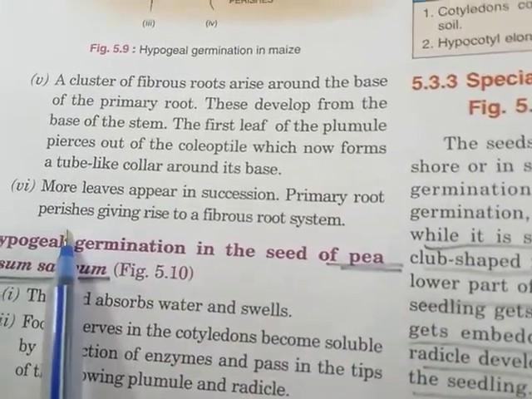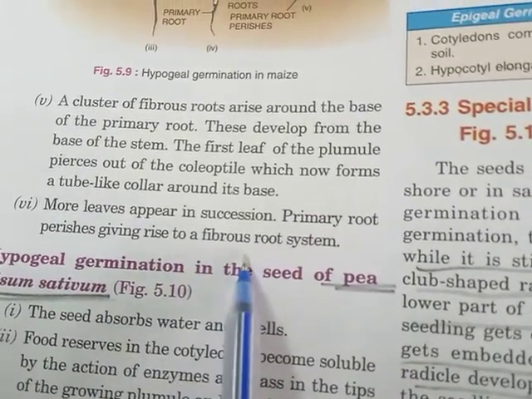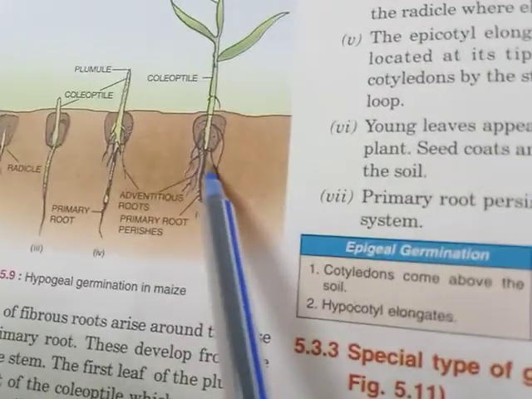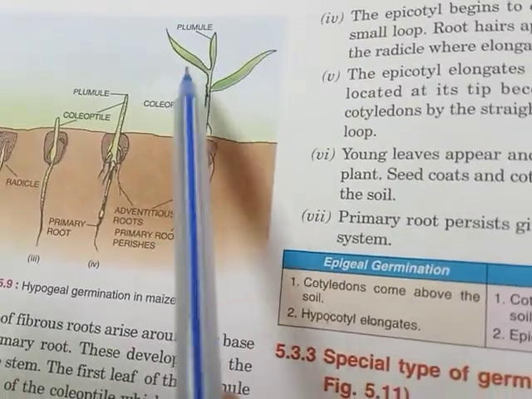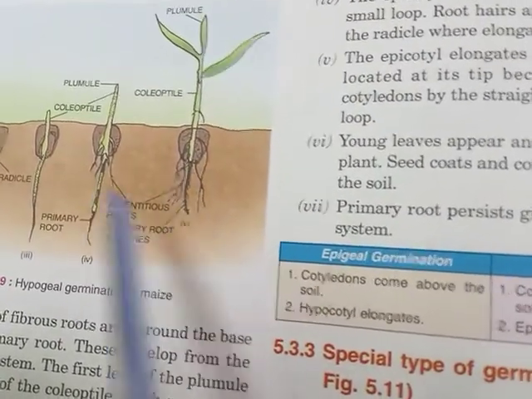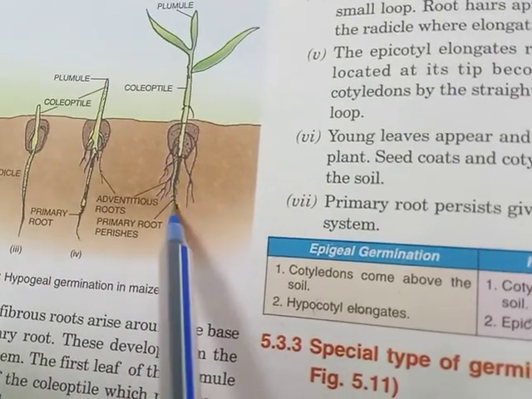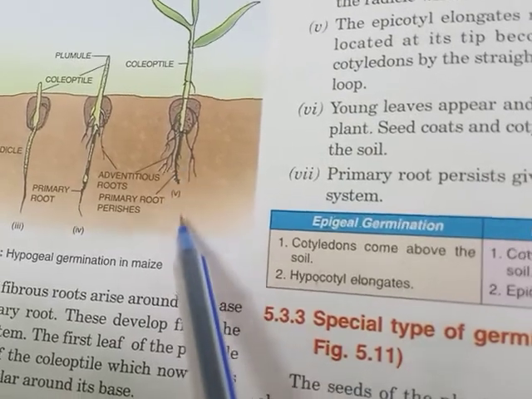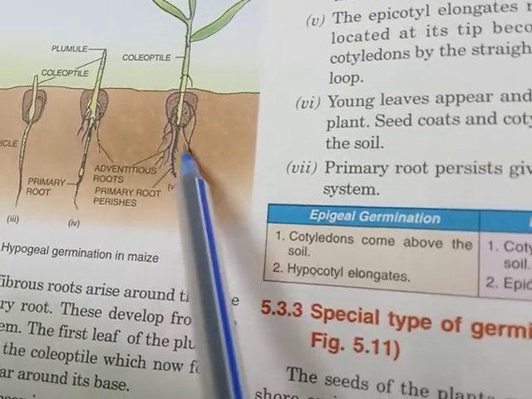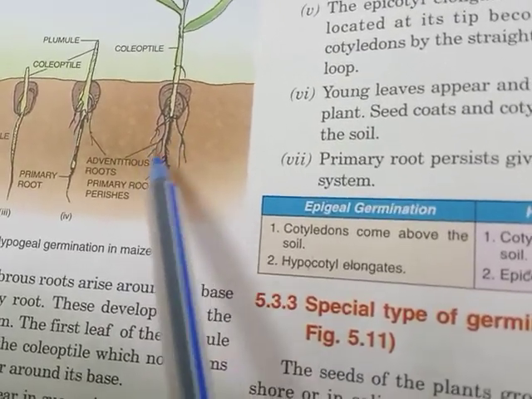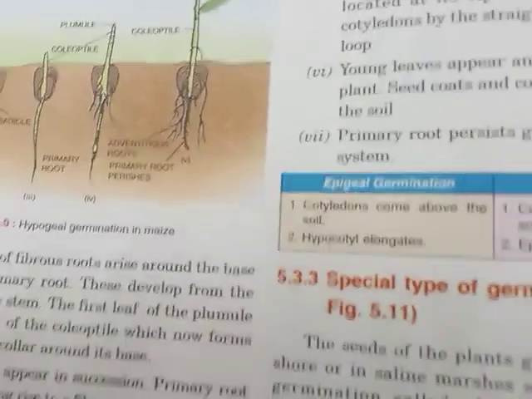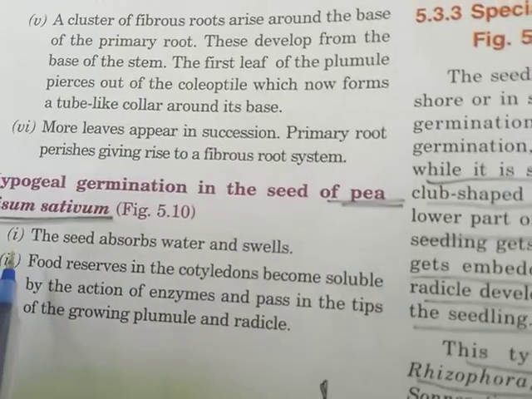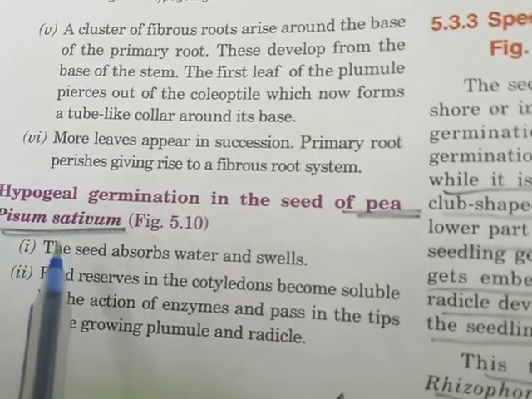The primary root perishes, giving rise to a fibrous root system. Now after some time, when the first leaves appear, the primary root disappears. It perishes, we can say, and it gives rise to a fibrous root system. Now this is all about the hypogeal germination in maize.